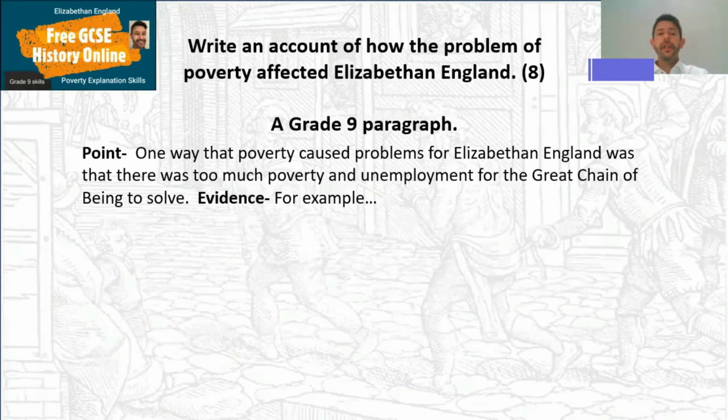So here we are. Here's my starting point. I'm going to argue this. And if you like, you can argue along with me. Think about what the next bit will be. So one way that poverty caused problems for Elizabethan England was that there was too much poverty and unemployment for the Great Chain of Being to solve. The Great Chain of Being's job was to help the poor, the nobility and gentry giving them money, and it was struggling to do that. So can you think of an example?